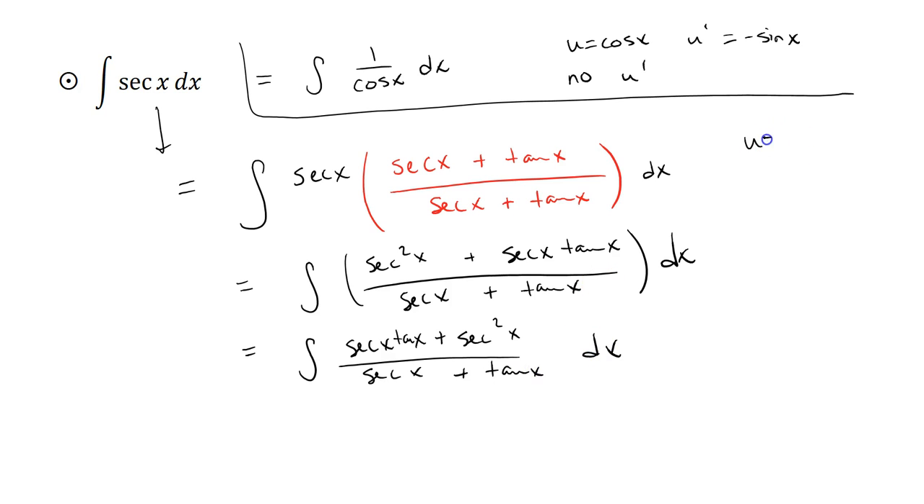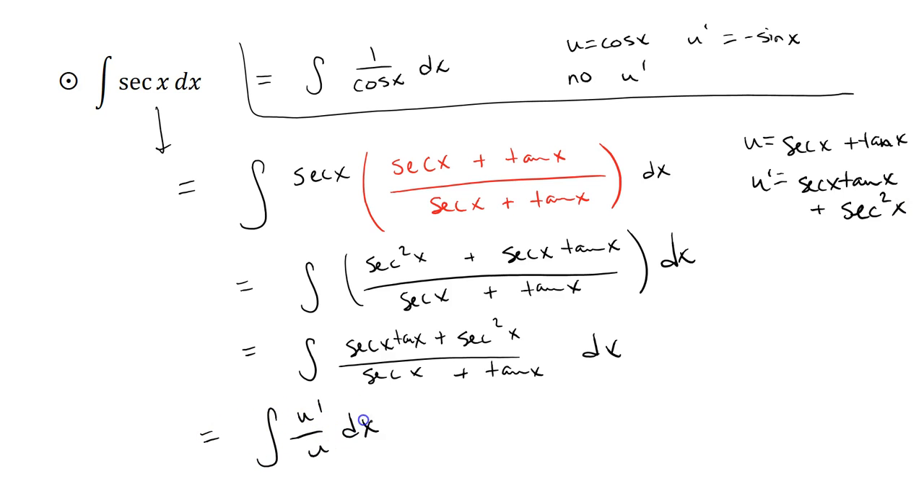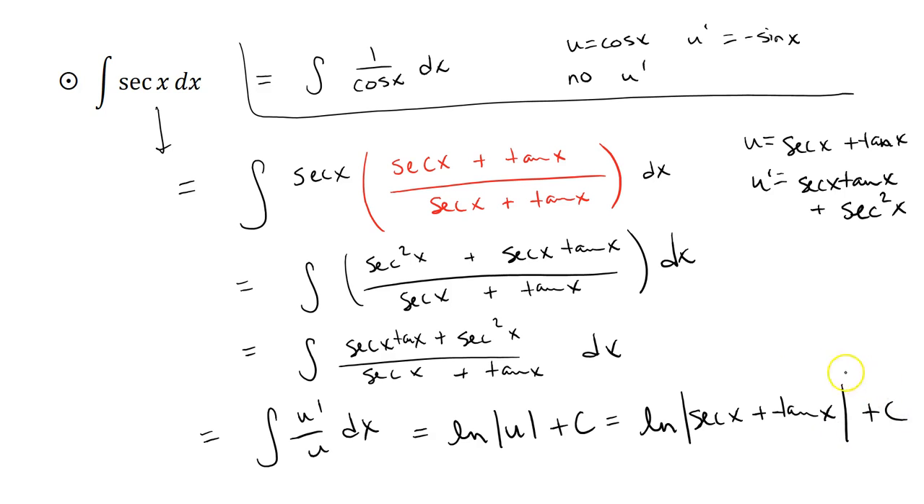Now if I were to let u be secant x plus tangent x, then u prime would be the derivative of secant x, which is secant x tangent x, plus the derivative of tangent x, which is secant squared of x. So this is the integral of u prime over u dx. It's just kind of messy. But that's simply the natural log of the absolute value of u plus c, which is the natural log of the absolute value of secant of x plus tangent of x, all plus c. So that is my answer.